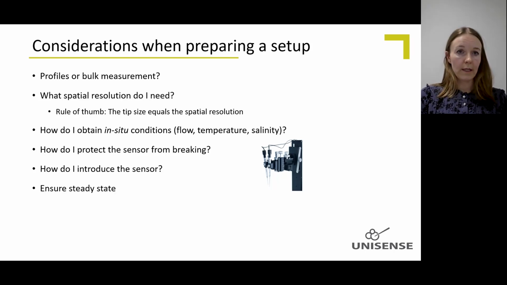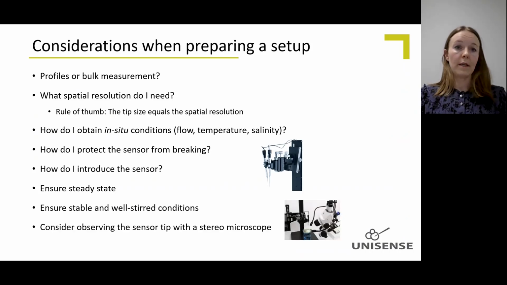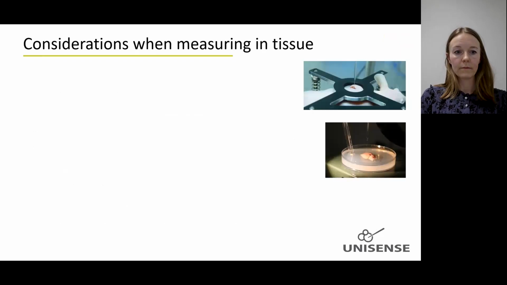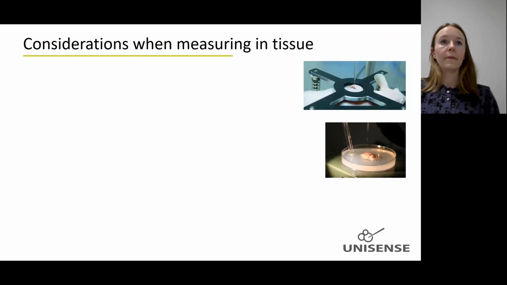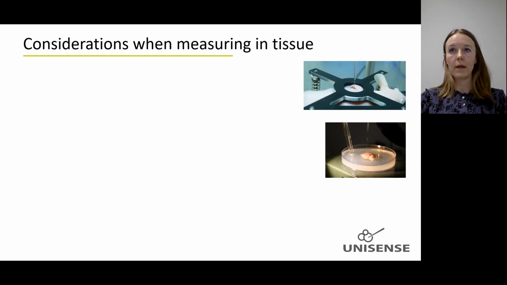How do I ensure a steady state in my system? And how do I also ensure stable and well-stirred conditions? Finally, it can be a good idea to consider using a stereo microscope to have a look at the sensor tip when you position it on the sample. And I will come back to this option later in the presentation. Okay, then there are some special considerations when you are going to measure in tissue.